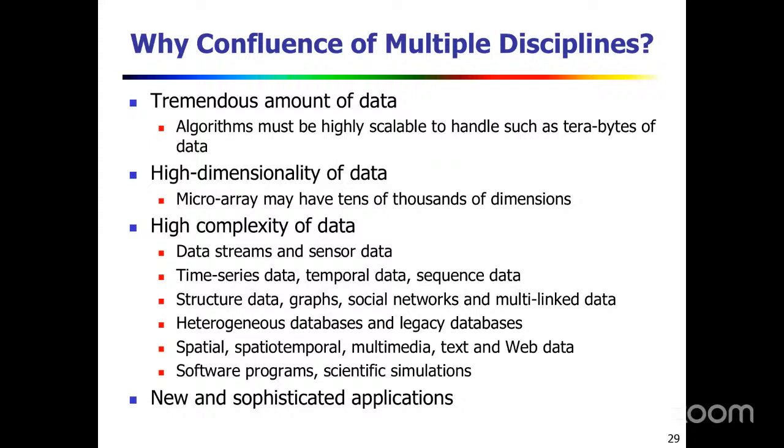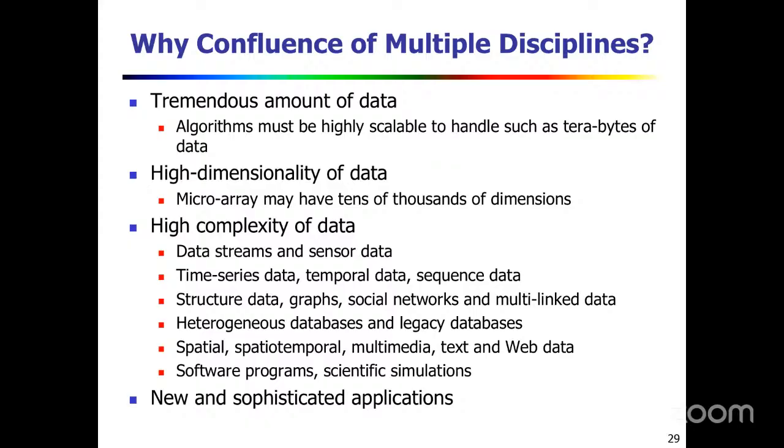Algorithms must be highly scalable to handle terabytes of data. Yes, whatever data mining algorithms we write or create must be highly scalable. That means our algorithm must be capable of generating knowledge and patterns within a fraction of seconds or minutes only, so that it can be used by higher officials to take decisions, right? That is very important.